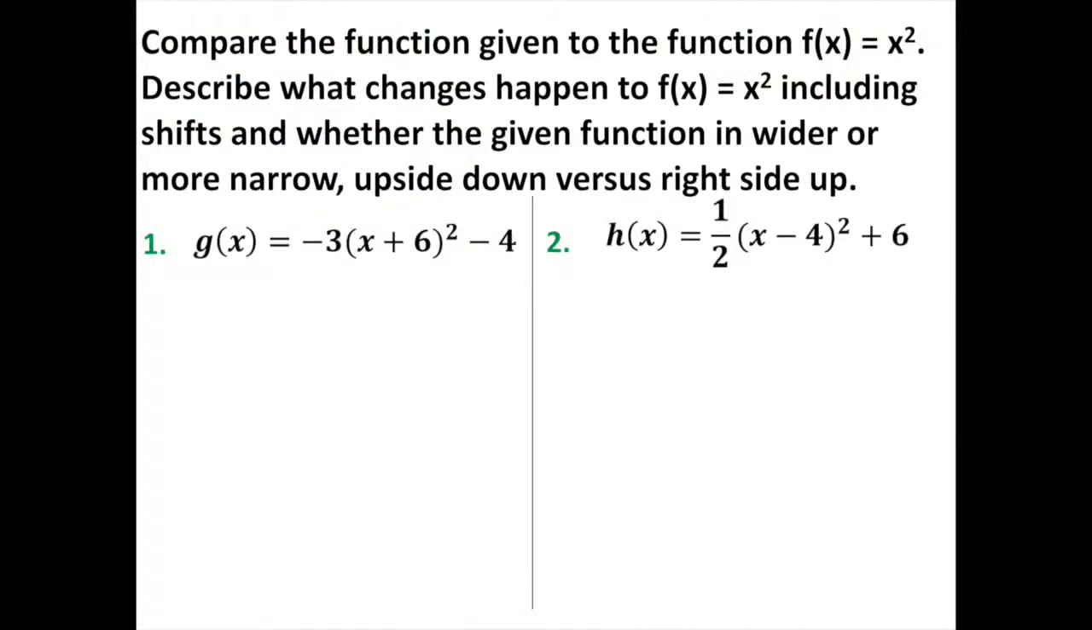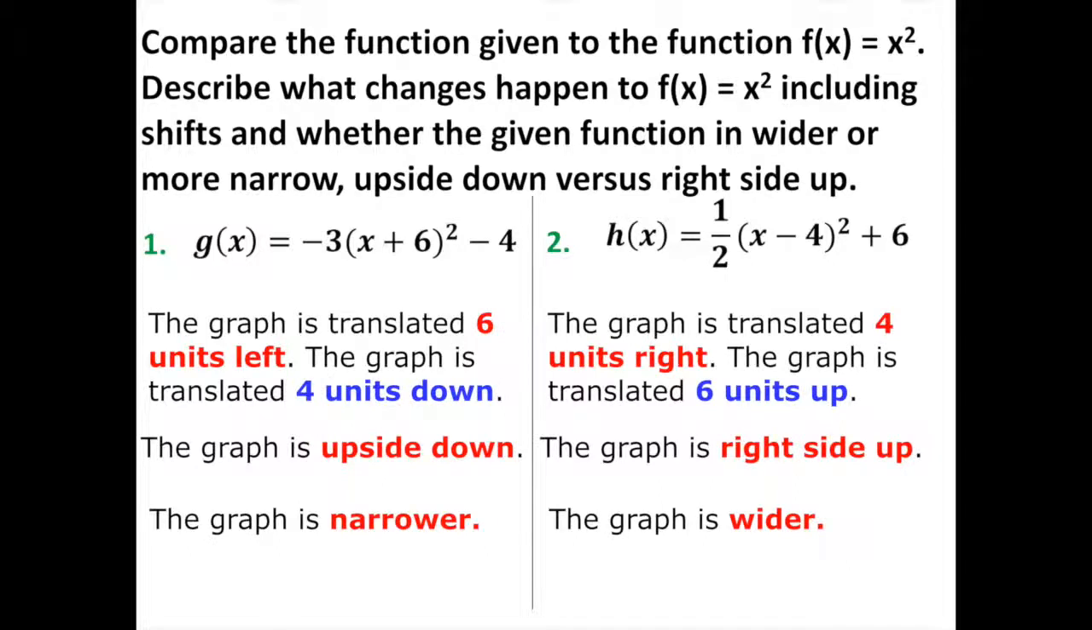All right, I want you to write all of the distinctions, what all the translations occur. Is it left so many, right so many, up or down, narrower, wider, upside down, right side up? Right side up would be one that is a positive. I want you to go ahead and do that for each one of these, and I want you to list them all out. Go ahead and do that now. Push pause, and when you're ready, come on back to check your answer.